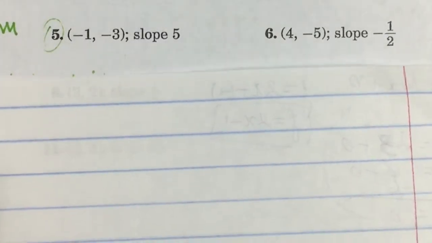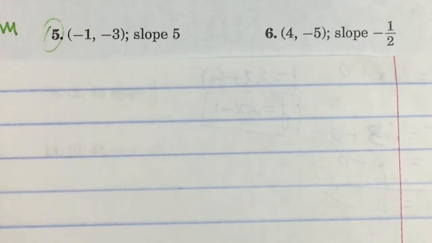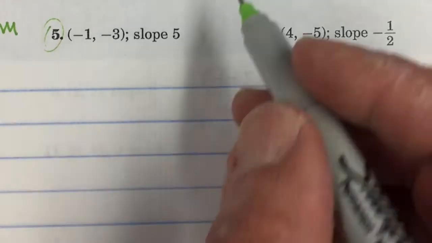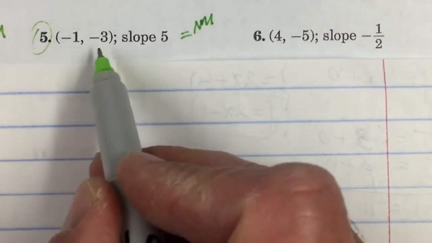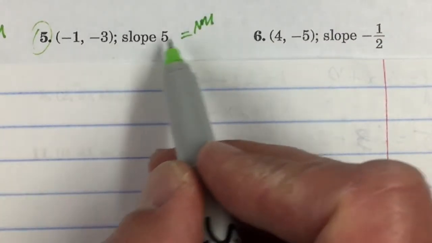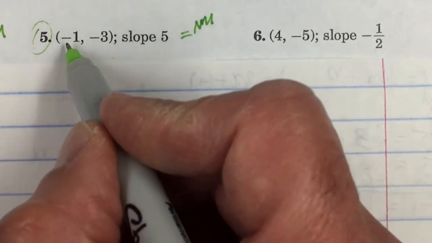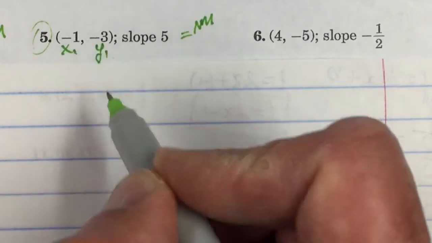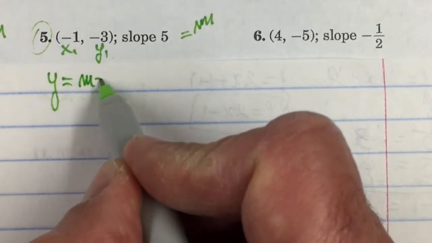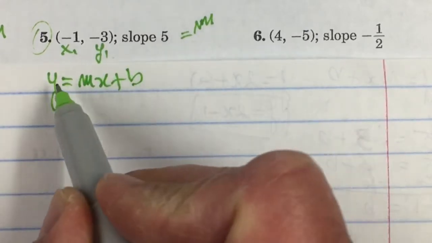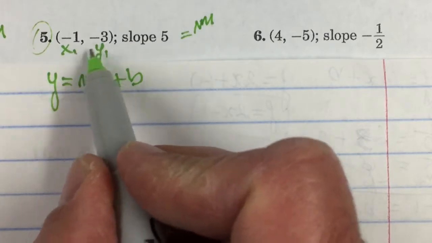What points do I have? I have the point negative 1, negative 3, and the slope is going to be 5. So my m is going to be 5, and this is going to be the point that this line with the slope 5 passes through. So I'm going to call this one x1 and y1, okay? And I'm going to use my general formula, y equals mx plus b.